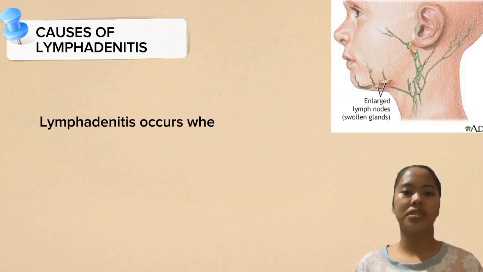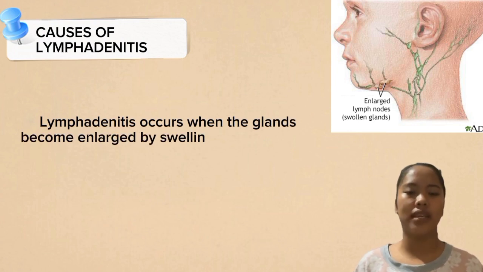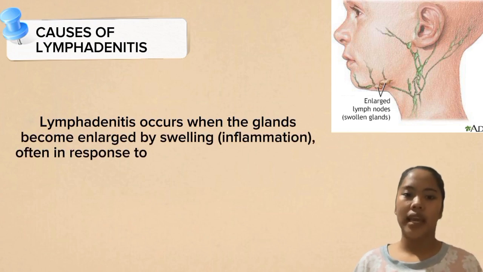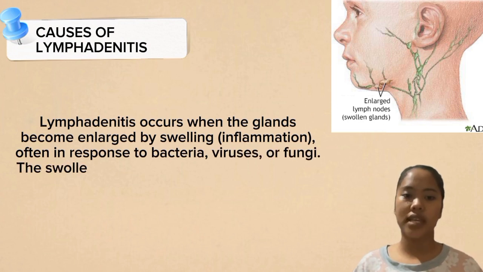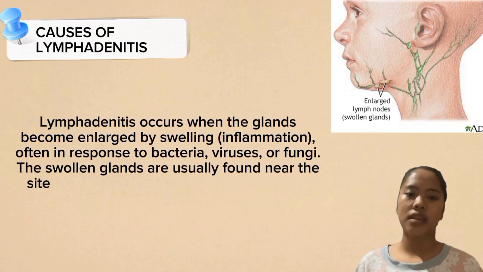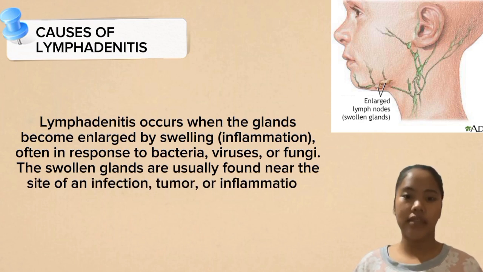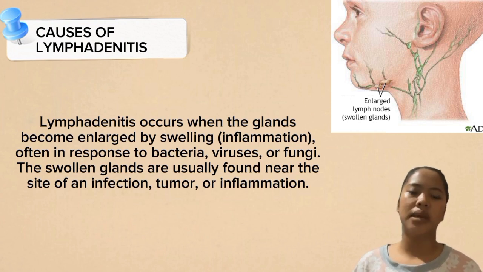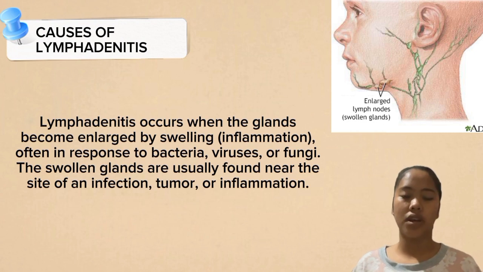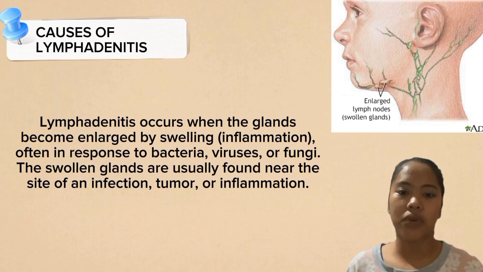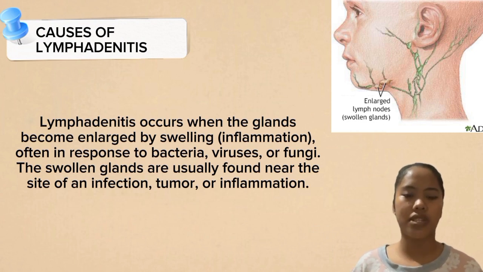It also occurs when the glands become enlarged by swelling or inflammation, often in response to bacteria, viruses, or fungi. The swollen glands are usually found near the site of an infection, tumor, or inflammation. Lymphadenitis may occur after skin infections or other infections caused by bacteria such as Streptococcus or Staphylococcus. But sometimes it is caused by rare infections such as tuberculosis or cat scratch disease.